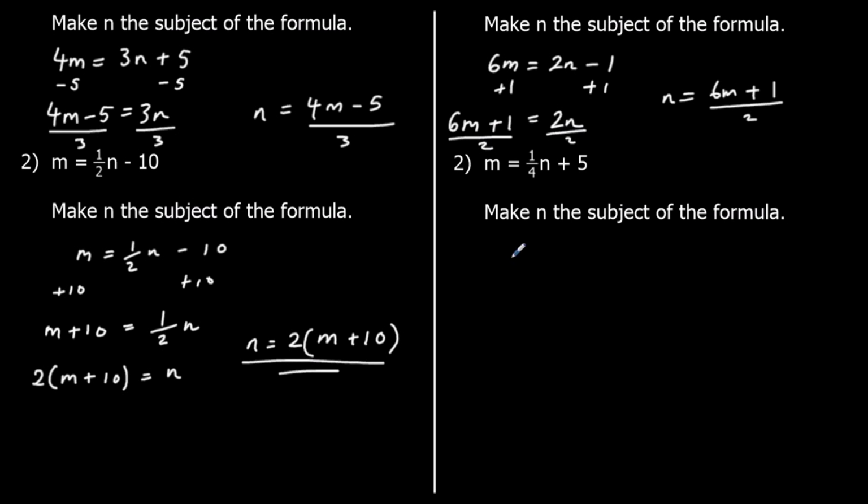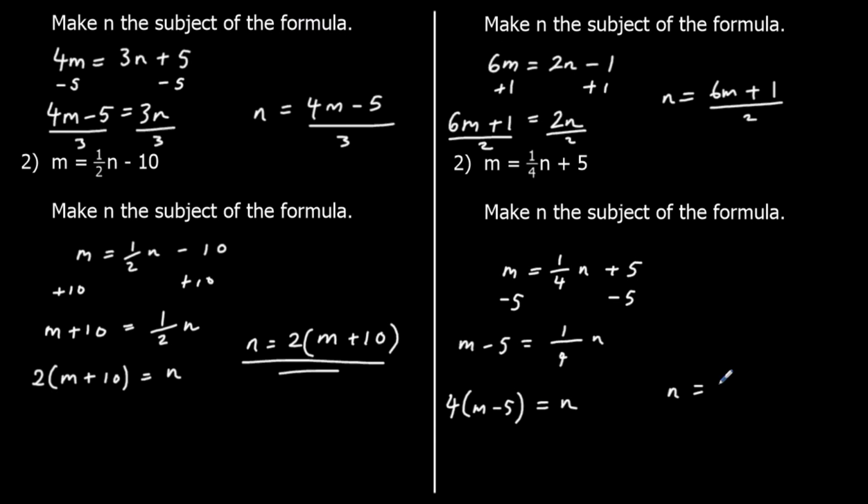For the second one, we have m equals 1/4 n plus 5. We get rid of the plus 5 by subtracting 5 from both sides. So m minus 5 equals a quarter n. We've got a quarter of an n. To get rid of a quarter, we can multiply by 4. So we multiply both sides by 4. And that gives us n equals 4 and a bracket m minus 5. So 4 times m minus 5.